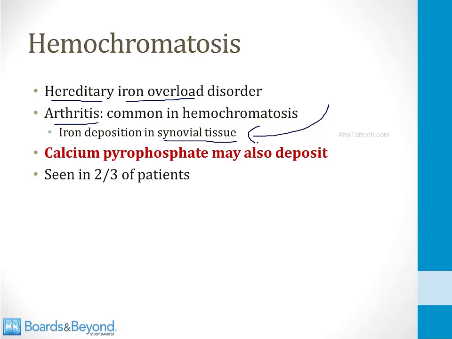One of the reasons for this is because of iron deposition in synovial tissue, but another reason is that patients with hemochromatosis very commonly develop calcium pyrophosphate deposition in the hyaline cartilage. 2/3 of patients with hemochromatosis have CPPD. The reason for this association is not understood. This is just something you have to know, but there are two reasons for the joint pain in hemochromatosis. One is iron deposition in the tissues. The other is CPPD, and you just need to be aware of that.